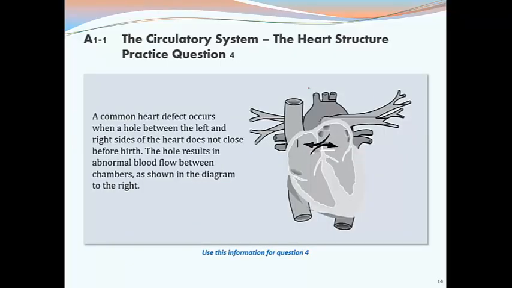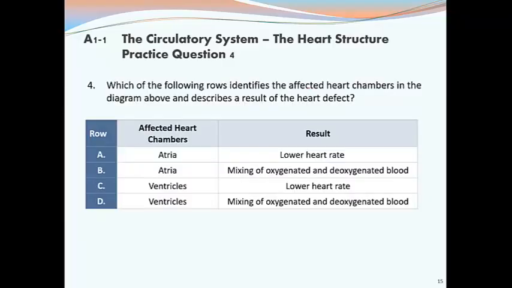A common heart defect occurs when a hole between the left and the right side of the heart, remember that's the septum, right? The septum is what separates the right and the left hand side of the heart, and this hole results in an abnormal flow between chambers as shown in the diagram to the right. So just for question number 4, we ask ourselves, which of the following rows identifies the affected heart chambers in the diagram above and describes a result of the heart defect?